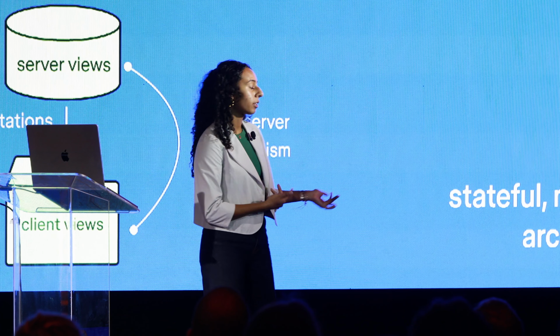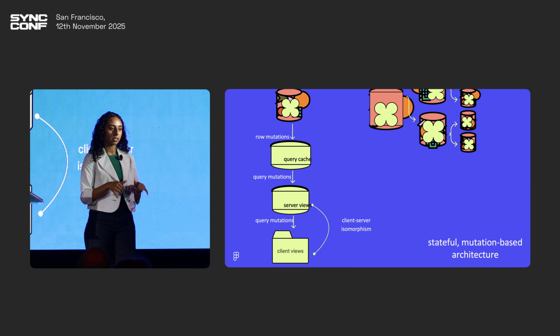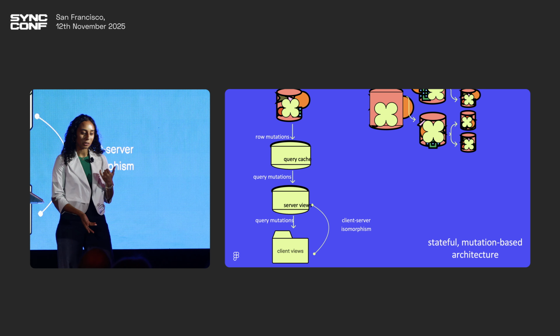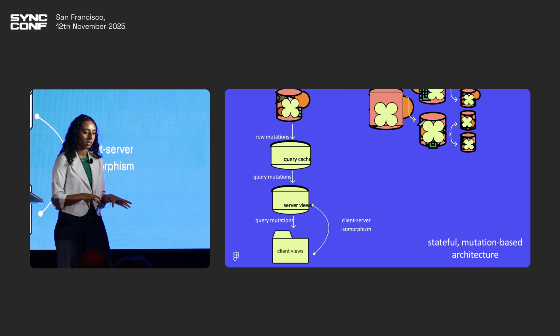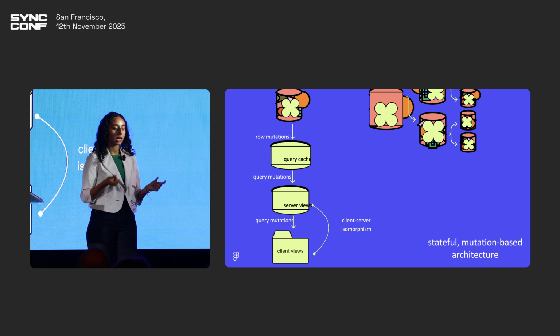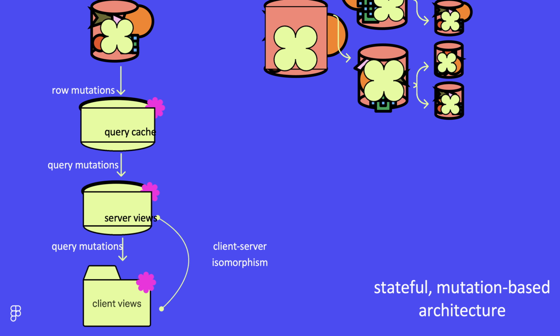That architecture looks something like this. So the database sends down row mutations that the query cache mutates its in-memory state from, sends out query mutations to our main LiveGraph view building server, and we have an isomorphic client and server. That allowed us to iterate really quickly because there was a lot of shared code between client and server. And it also allows the client to process the same minimal diffs that the server is processing. It's a very stateful and mutation-based architecture. So we have this stateful query cache, stateful server, and stateful client.